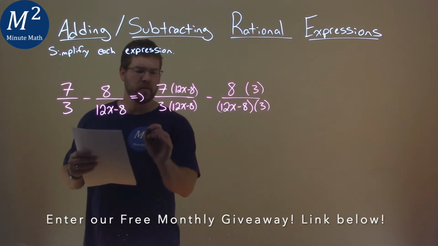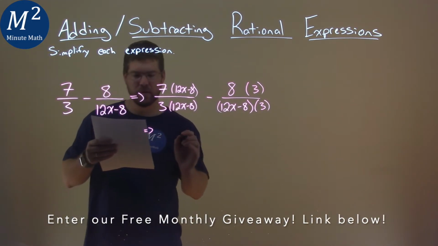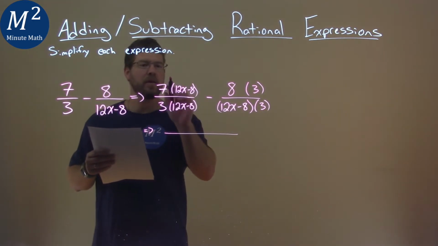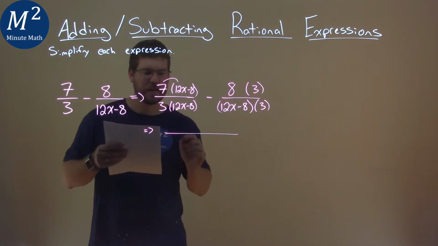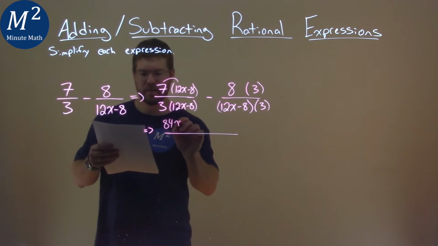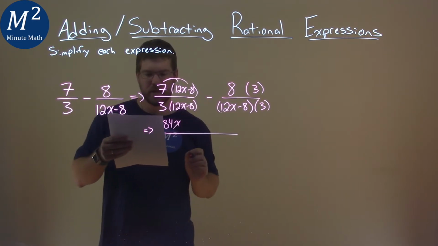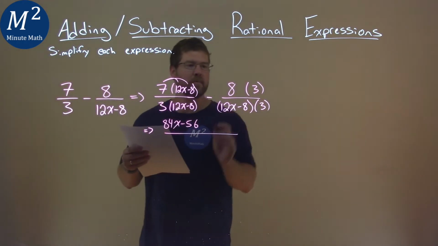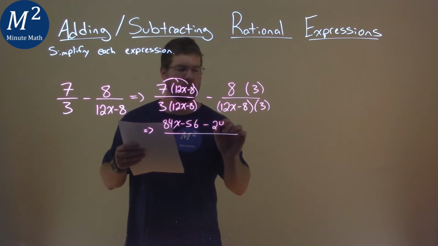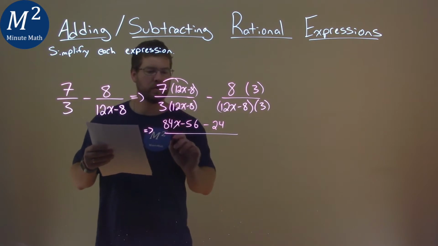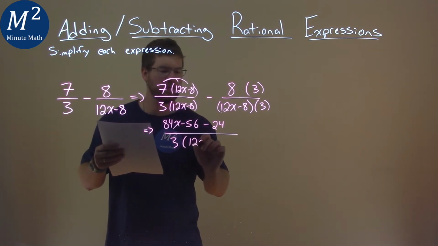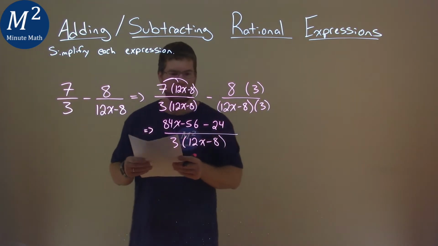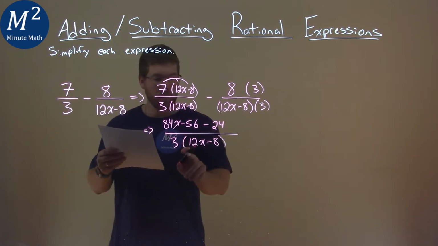Okay? So, following my steps here, I'm going to do that. And as part of it, I'm going to multiply this numerator out. So 7 times a 12x is an 84x, and 7 times minus 8 is a minus 56. Same thing here, 8 times 3 is 24, so we subtract 24. Our denominator is just 3 times a 12x minus 8 here. Okay? Keep on going, all right?